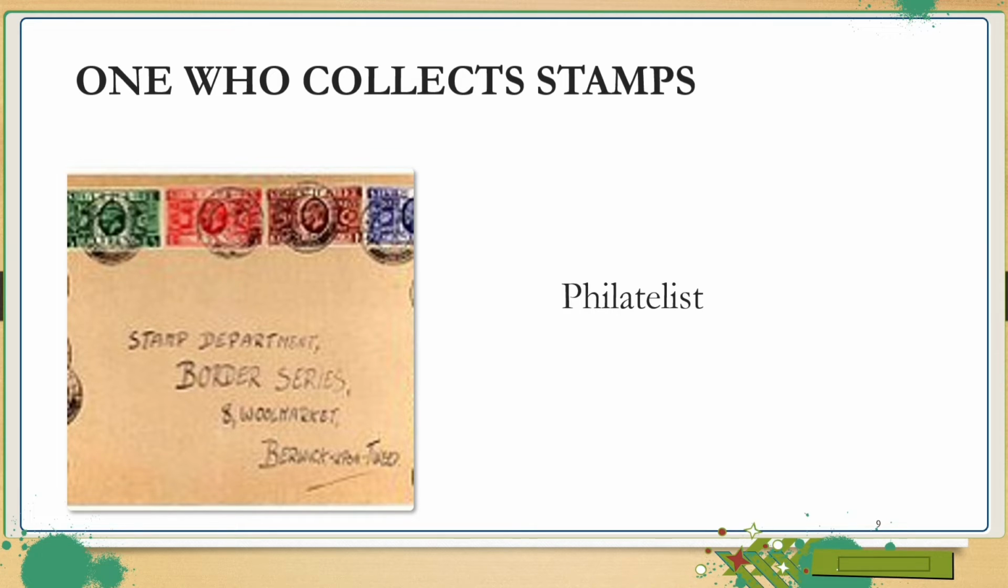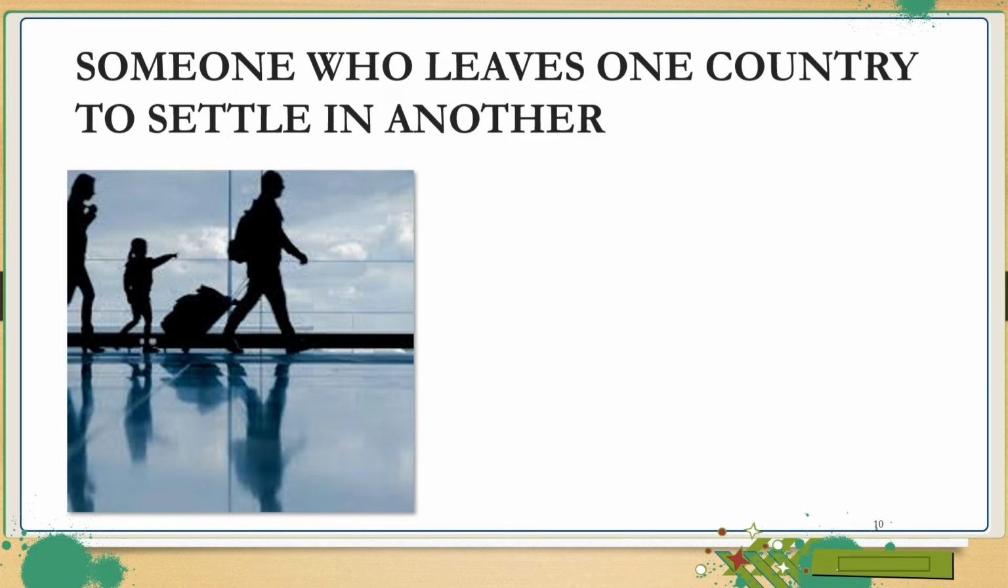And the next group of words is someone who leaves one country to settle in another. So that person is known as an immigrant. So next time, if you ever get ambitious about leaving your own country and settling in another one, then you'll be calling yourself an immigrant, okay? So, immigrant is basically someone who leaves his or her native country to settle in another.